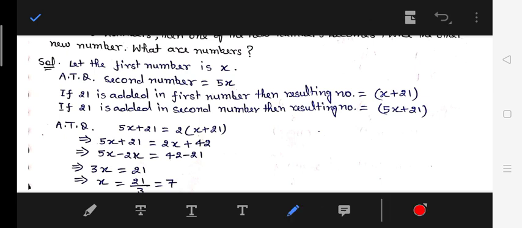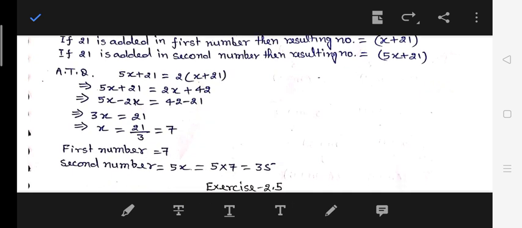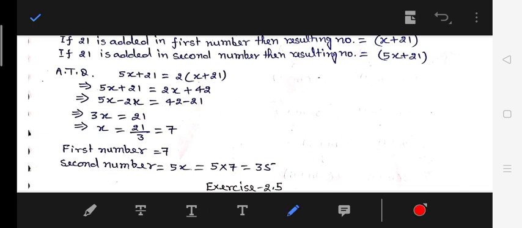On the right side, 2 into x plus 21: 2 into x is 2x, and 2 into 21 is 42. So 2x plus 42. Now I am going to transfer this 2x to the left side and this 21 to the right side. So 2x will be transferred to the left side as minus 2x, and 21 will be transferred to the right side as minus 21. So 5x minus 2x equals 42 minus 21. Now 5x minus 2x is 3x, and 42 minus 21 is 21. So 3x equals 21. Since 3 is multiplied with x, 3 will be divided on the right side, so x equals 21 by 3. So x equals 7.